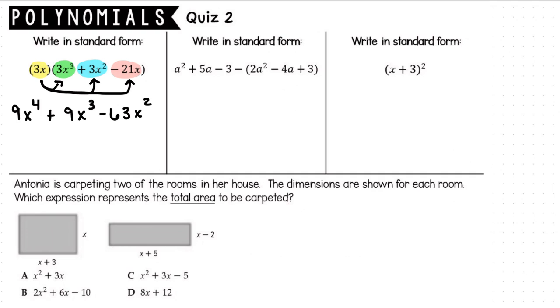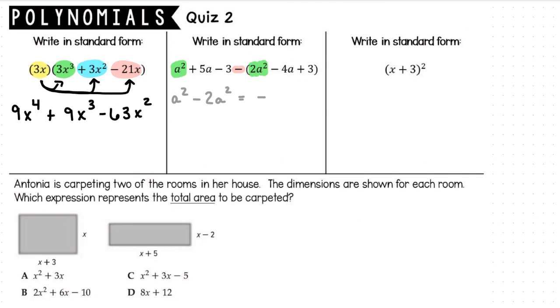Now, since each of these three terms have the same variable but different degrees, there are no like terms to combine here. This is simplest standard form. In the second expression, we need to combine like terms. Look out for the subtraction sitting in front of the trinomial in parentheses.